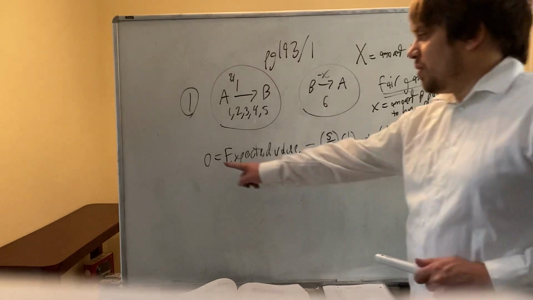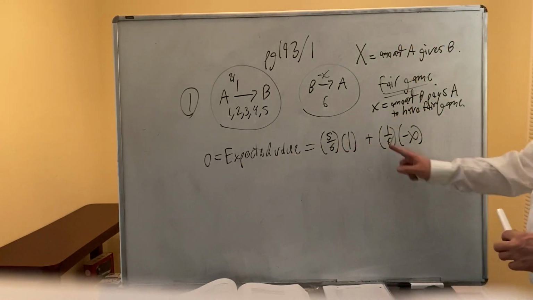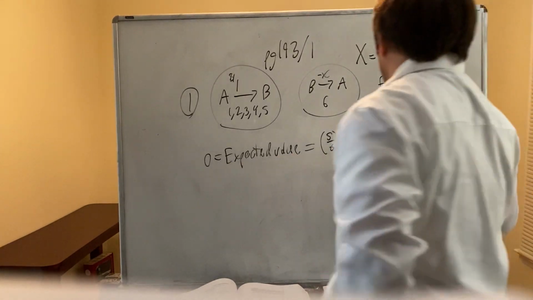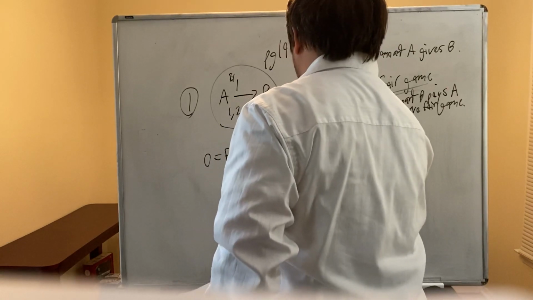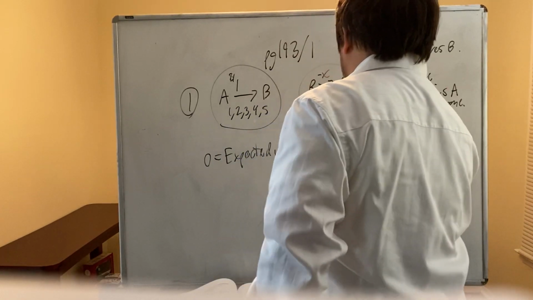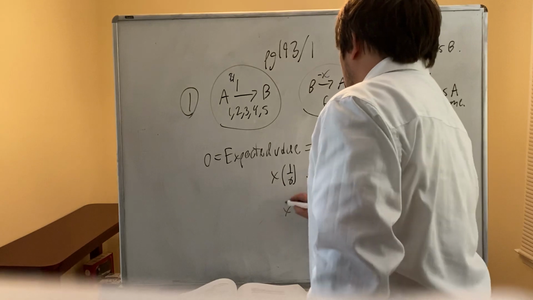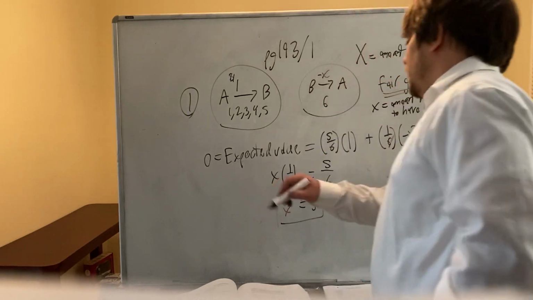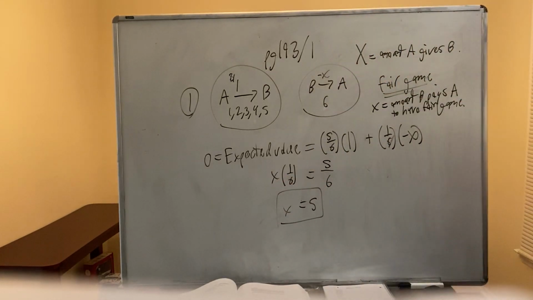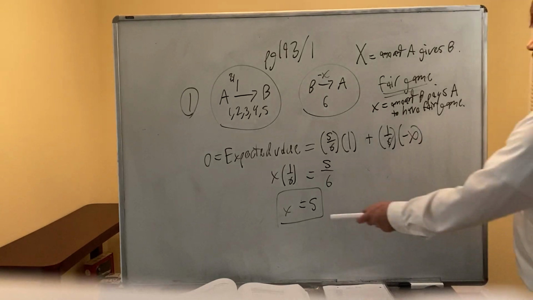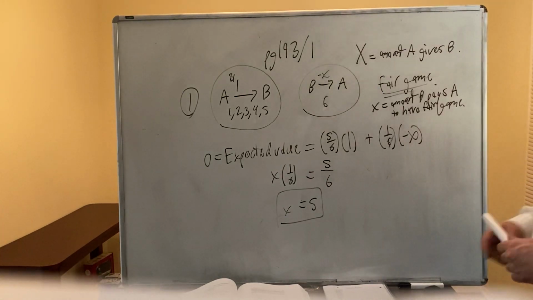Okay, so we're going to solve this equation for little x here. We get 0 equals 5/6 times 1 plus 1/6 times negative x. And so you get x times 1/6 is equal to 5/6. And multiplied by 6, you get x equals 5. And so the amount B pays A to have a fair game is $5. So the answer is $5.